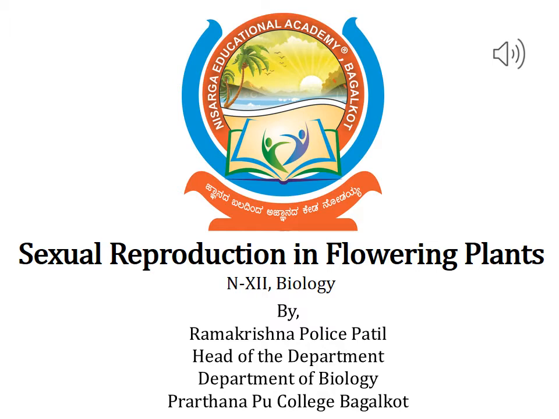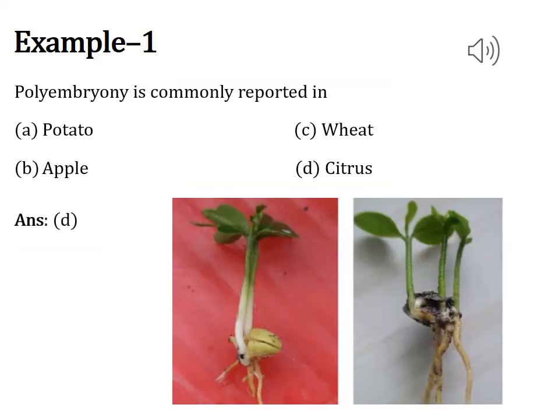We're going to be discussing a few examples from this chapter with regard to NEET. So let's start with the first example. Polyembryony is commonly reported in. Options are like this: potato, wheat, apple and citrus.